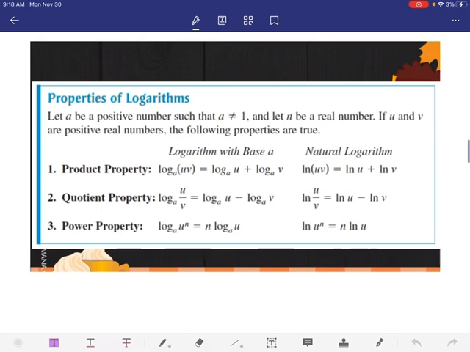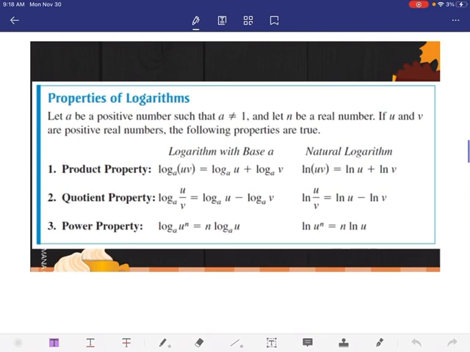Now, these properties should look kind of familiar. They're very similar to some of our exponent properties. So remember, when we multiply two things that have the same base, we add our exponents. When we divide two things that have the same base, we're going to subtract our exponents. And when we raise a power to another power, we multiply. And so that's where we get these properties from, our exponent properties.